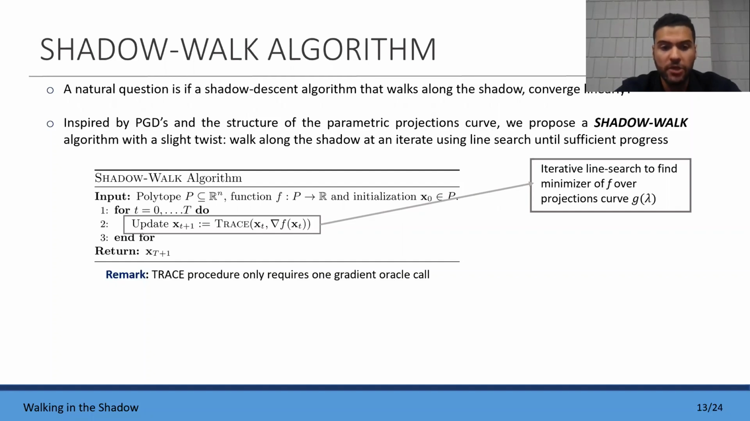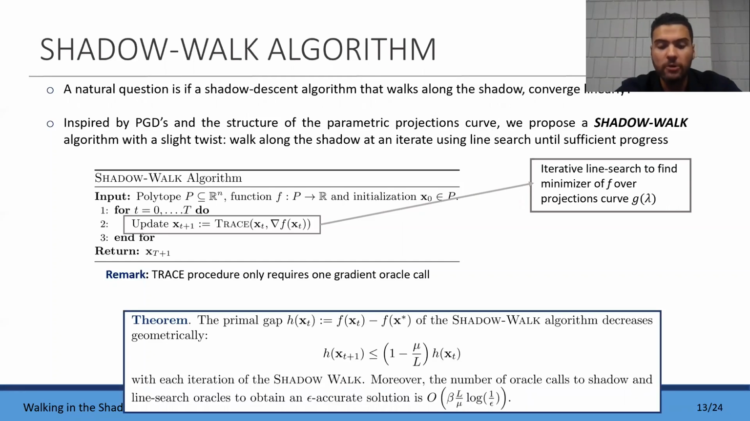A nice property of the shadow walk algorithm and the trace procedure is that it only requires one gradient oracle call per iteration. Remember that to trace the projections curve, we do not change the gradient, we fix the gradient. So we can now show the following convergence result, which shows that the primal gap of the shadow walk algorithm decreases geometrically as follows. But this assumes that the trace is a single step. And so we have the same linear convergence rate as PGD.